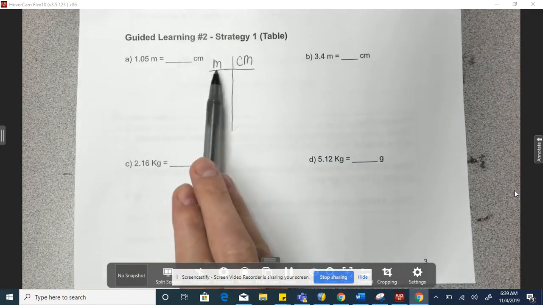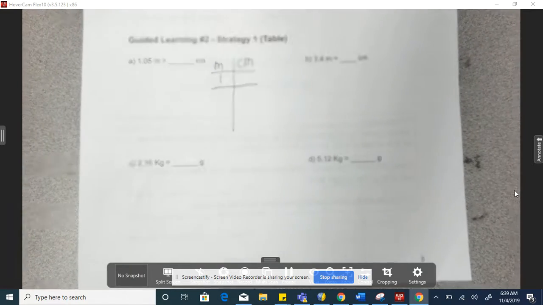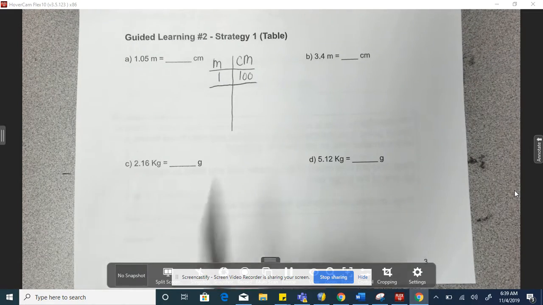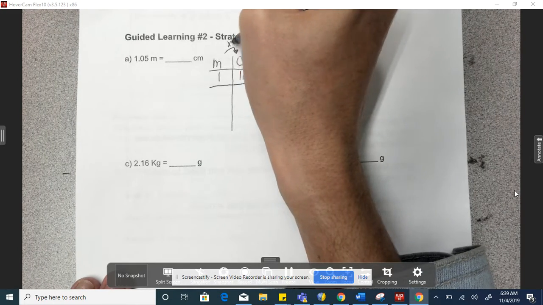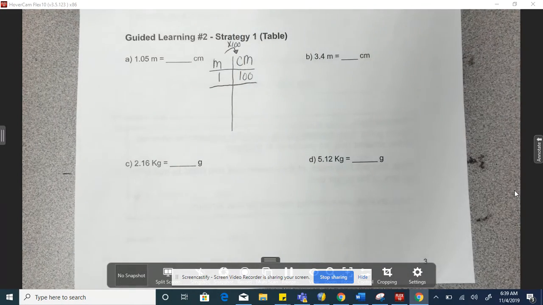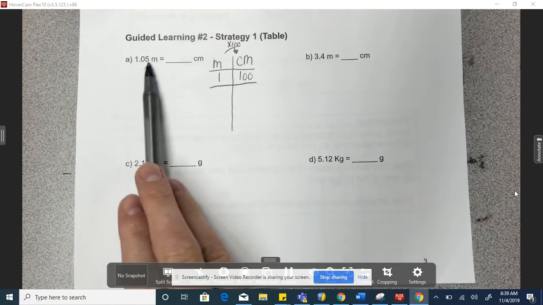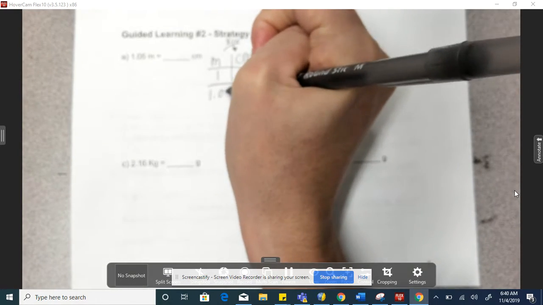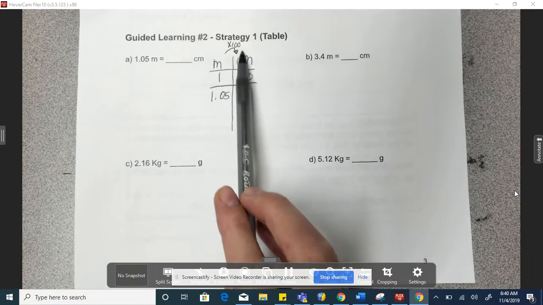So let's see. For every 1 meter, so we're always starting with 1, every 1 meter, I know that there's 100 centimeters. To get from 1 to 100, I know that I multiplied by 100. So now I'm going to look to see what the number I actually am starting with, which is 1,500. And then same thing, I'm doing 1,500 times 100.